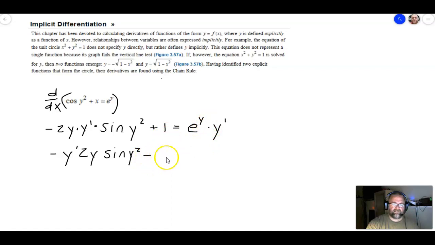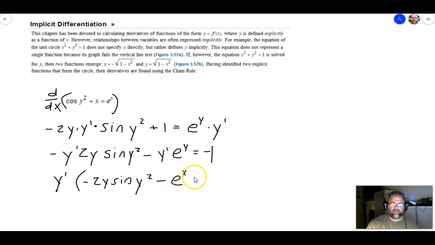So it's going to be a minus y prime e to the y. And then take the 1, bring it over there, so that's equal to negative 1. Now I can pull the y prime out. Oops, let's pull the y prime out, not negative y prime. So y prime comes out, and I'm going to have negative 2y sine of y squared minus e to the y is equal to negative 1.